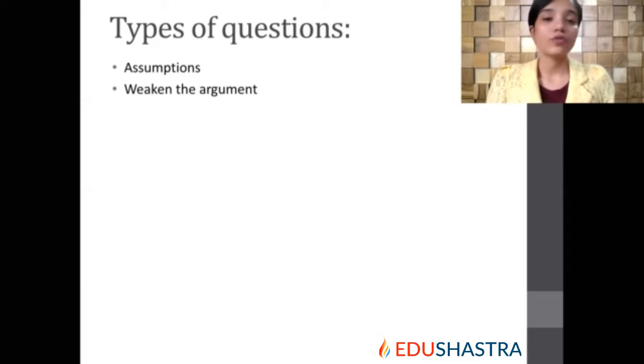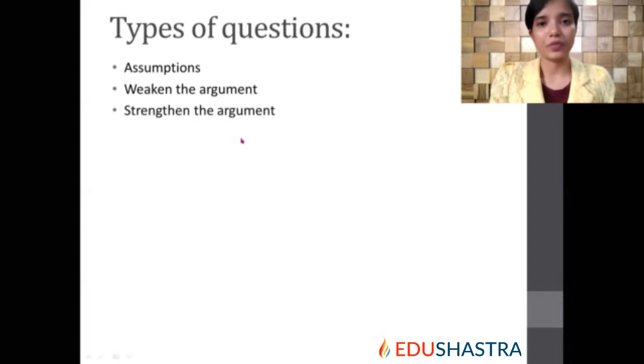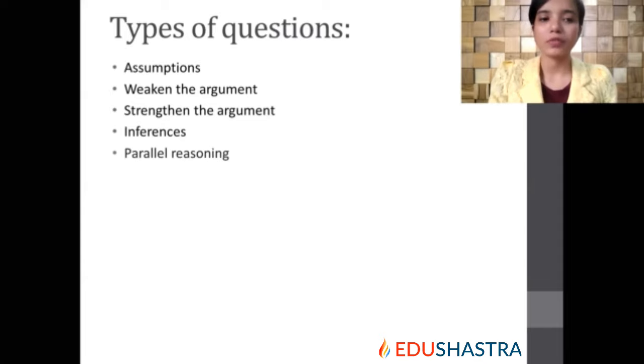So how do you find the conclusion? There are a few keywords. Whenever there is a conclusion, you may have "on the other hand," "thus," "hence," "therefore." These are the keywords to identify the conclusion in the passage. The next type of question is strengthen the argument. Strengthen means supporting the conclusion. And then I have inferences, which are nothing but 100% true statements.